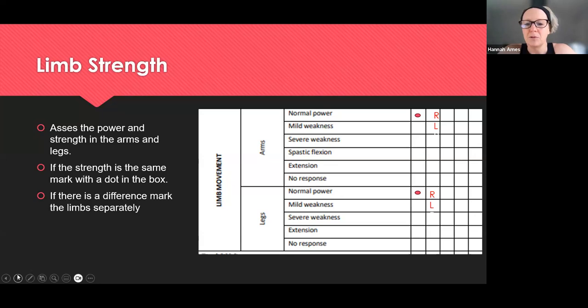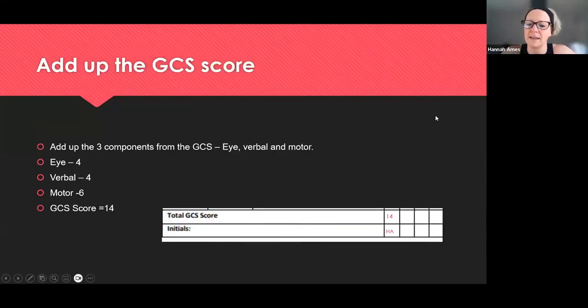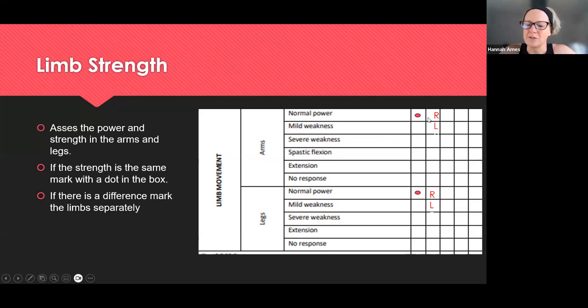If when you assess the limbs, you feel there is equal and normal power in both sides, you can mark that as a single dot because they're both the same. So my normal power in my arms and my legs, and I put that both sides. If when you're assessing, actually the left one is weaker than the right one, then you need to differentiate that out into your chart. So I would put the right as normal power, and then an L for left, indicating that that left side had a weakness. And if that was the same in the legs, I'd put a right and a left.